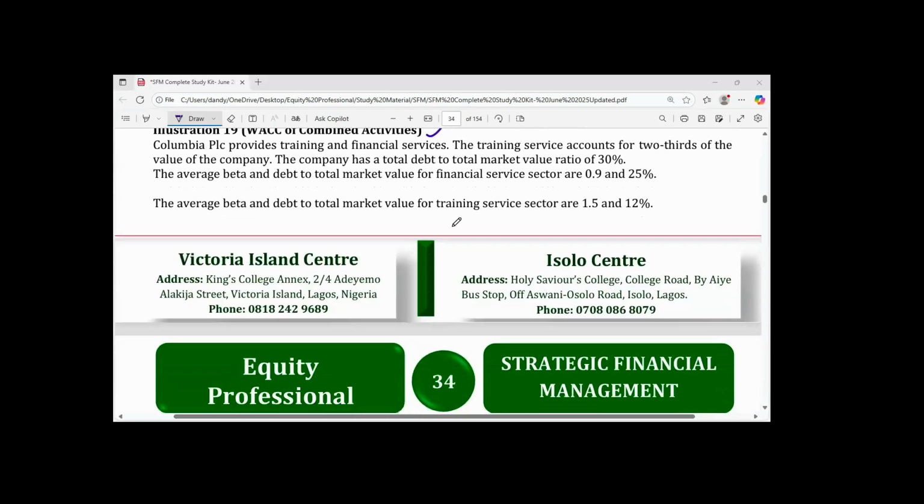Columbia PLC provides training and financial services. The training service accounts for 2/3 of the value of the company. The company has a total debt to total market value ratio of 30%. The average beta and debt to total market value for financial service sector are 0.9 and 25%. The average beta and debt to total market value for training service sector are 1.5 and 12%.